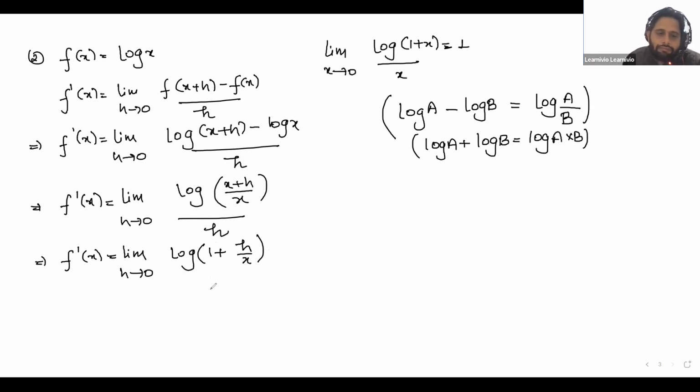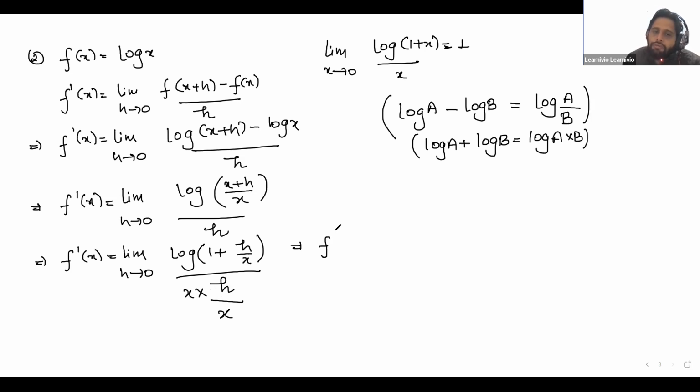Here we have put only x, h, and here we have h by x. So in the denominator also we need h by x. What we will do is divide and multiply this with x because we need to apply the formula. These two should be the same. So we multiply and divide with x.